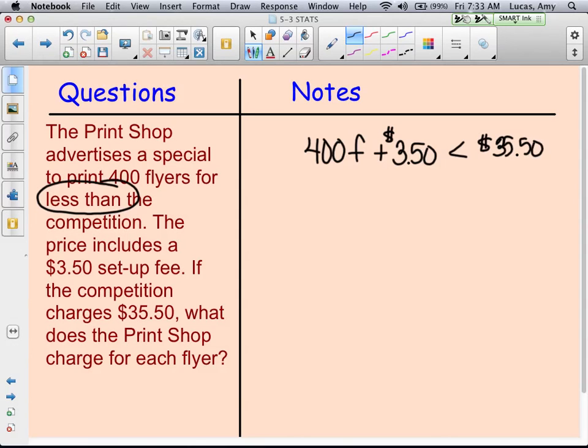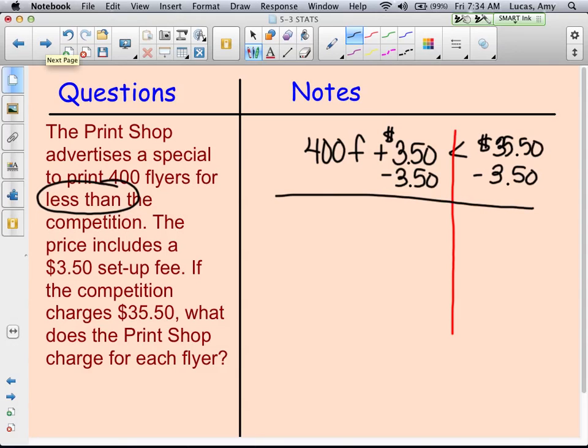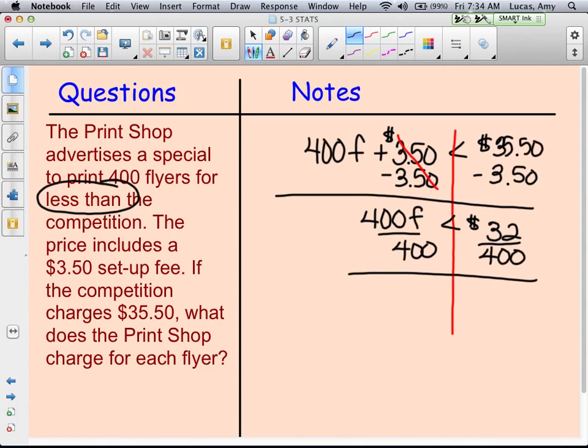So this is what my inequality should look like, because they want it to be less than that competition. So I subtract the setup fee, because that setup fee happens once. That's why it doesn't have the variable on it. It's the 400 flyers that you're going to have the variable on: 400 of them times the price per flyer, plus that setup fee has to be less than $35.50. So if I subtract, I would get $32, and 400 flyers are being printed for $32. So if I divide it, it will give me the price per flyer.